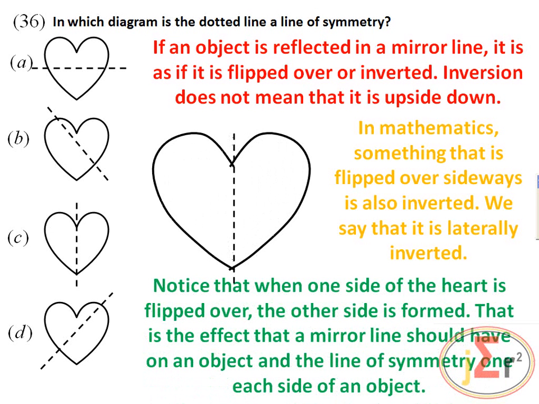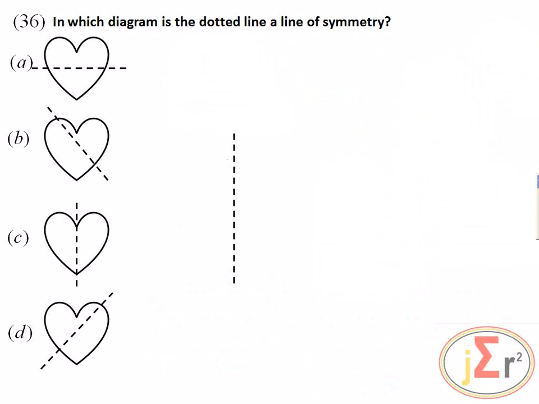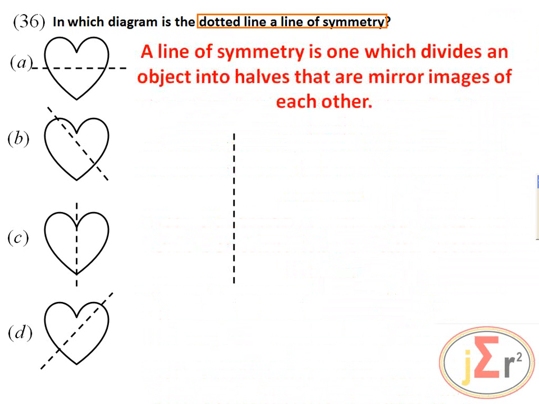That is the effect that a line of symmetry has on an object, and also the mirror line on each half of an object. A line of symmetry is one which divides an object into halves that are mirror images of each other. We have seen that before.